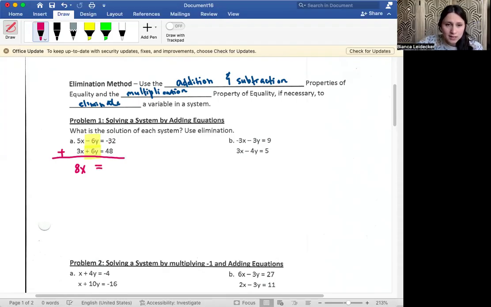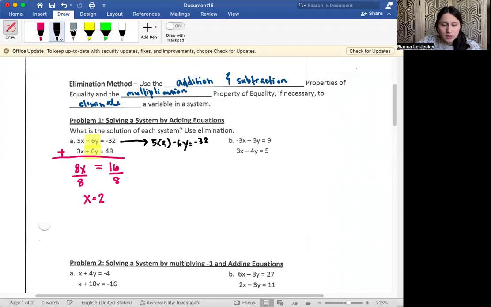Bring the equal sign down. Negative 32 plus 48, which is 16. And then now I can solve for x because I only have one variable to look at. Now x equals 2. Once you've solved for x, the rest is easy. We're just going to pick one of your equations and replace x with what you found and solve for y.